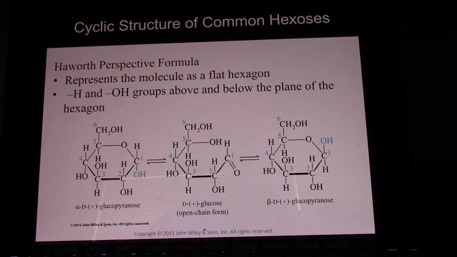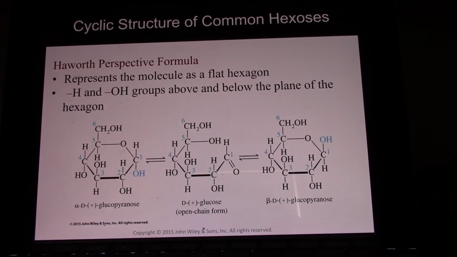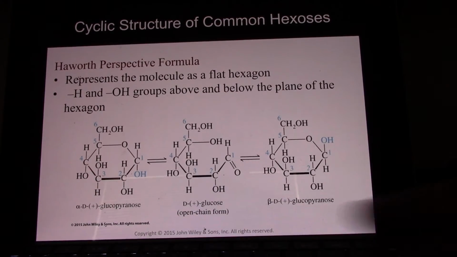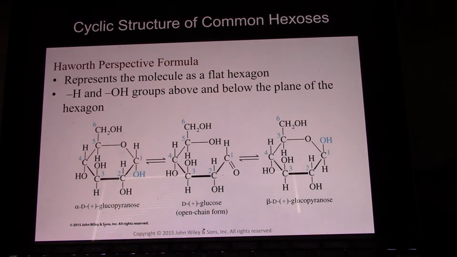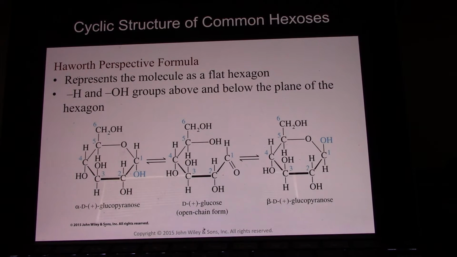Haworth perspective formula represents the molecule as a flat hexagon. The H and OH groups are above and below the plane of the hexagon. So you're trying to imagine this three-dimensionally, where the up ones actually indicate above the plane of the hexagon and the bottom ones are below it.